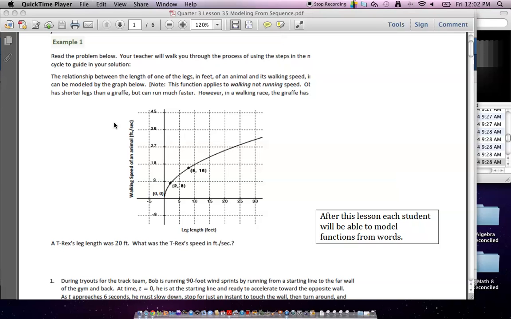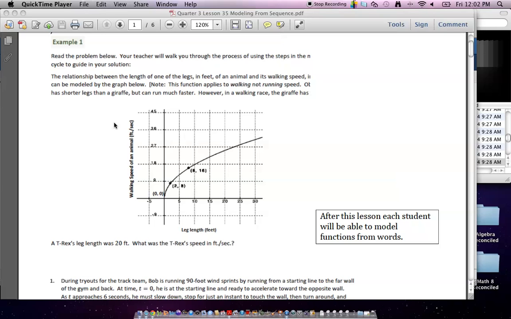So it makes this particular graph, and 3 points on the graph that are worth noting: 0, 0, 2, 8, and what's the other one say there? 416 maybe? 816. Okay. And then it says a T-Rex's leg has a length of 20 feet. What is his speed in feet per second? Anybody think they got it? Andre? 26 feet per second.